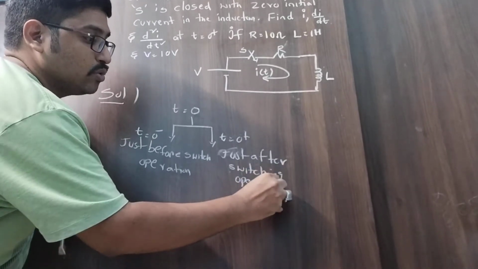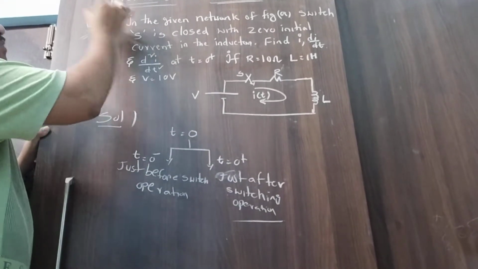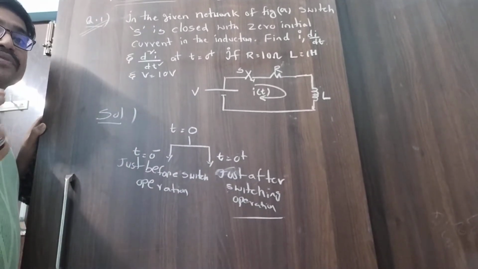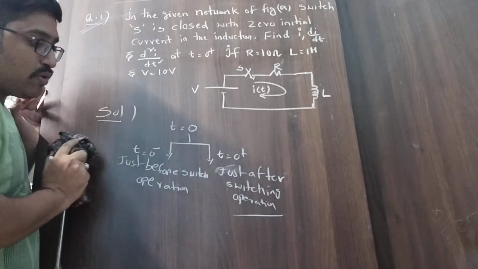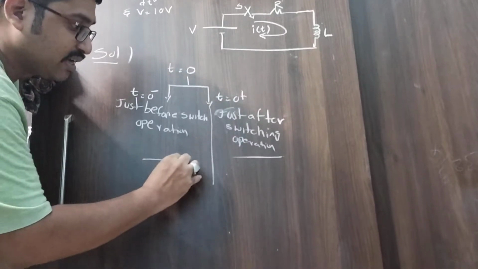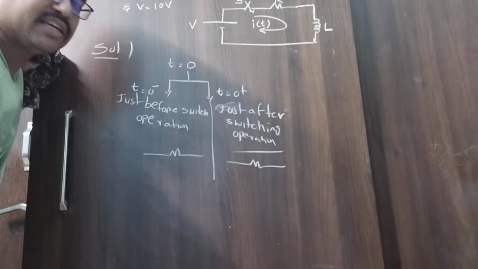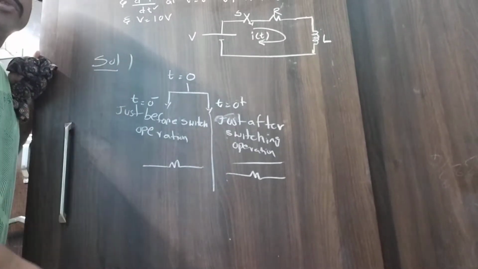These two things you should know thoroughly and perfectly. Then only are you going to be able to solve the problems on initial conditions. Okay, so very well you know about the concept. Whenever a resistance is connected, there will be a resistance at t is equal to 0 plus, because current changes instantaneously when the voltage changes.